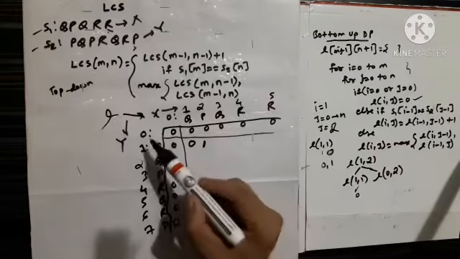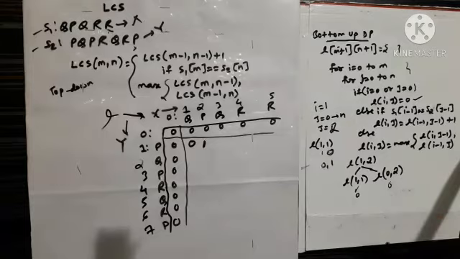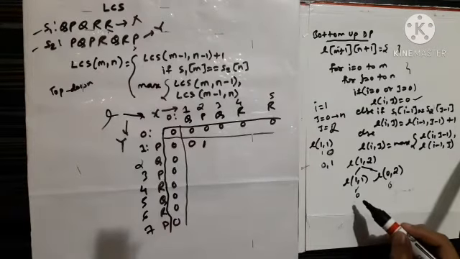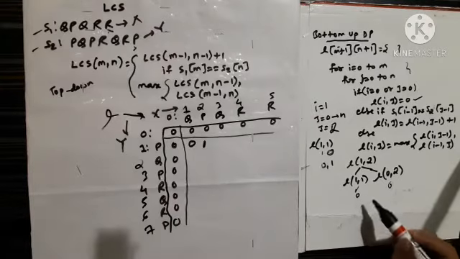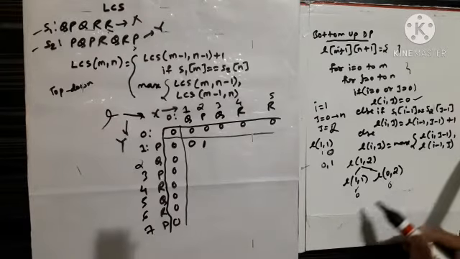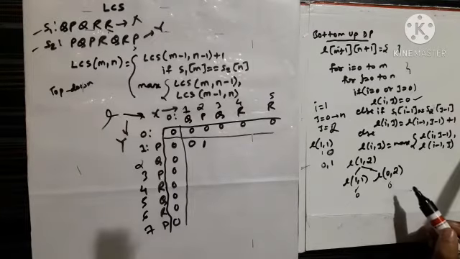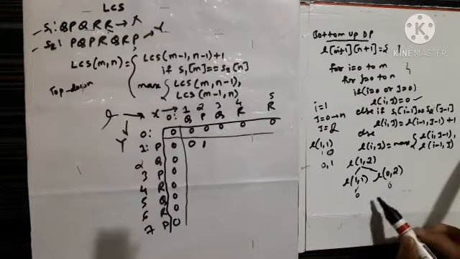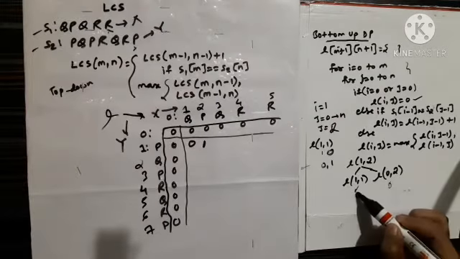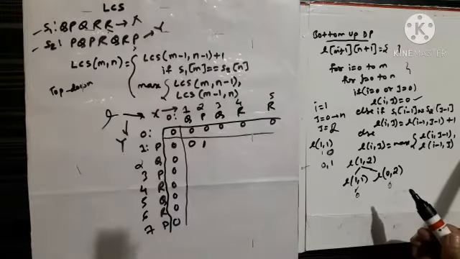And what is 0 comma 2? It is also 0, isn't it? So see what I'm trying to say. If you see what is the maximum of these two, I will take the maximum of these two, so the maximum is 0, isn't it?